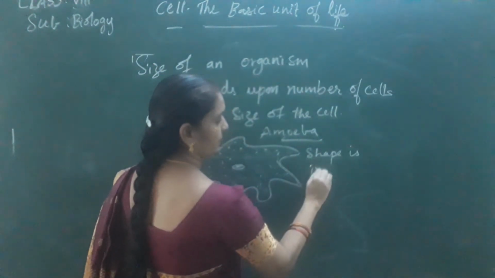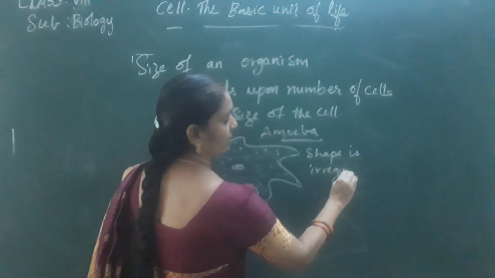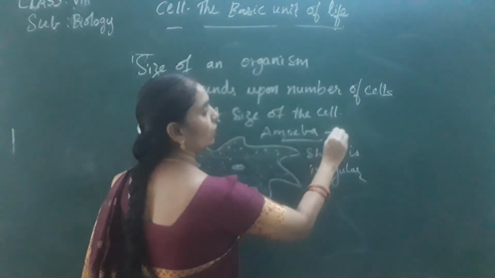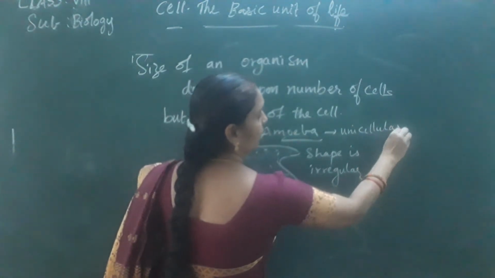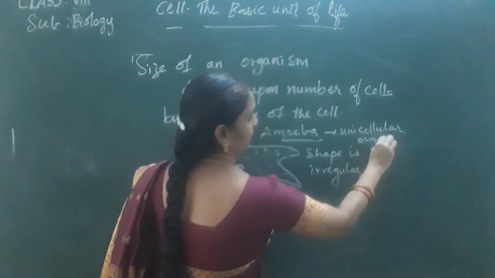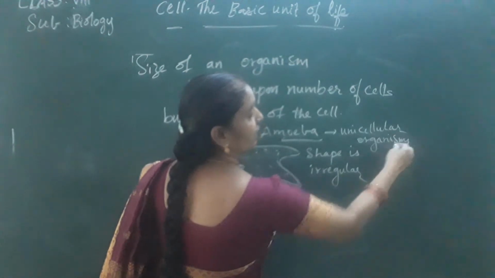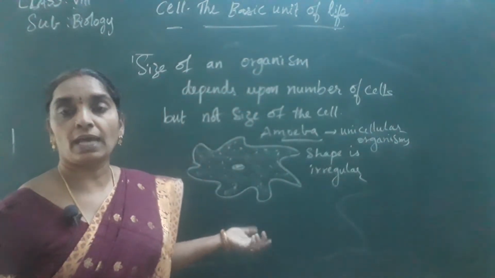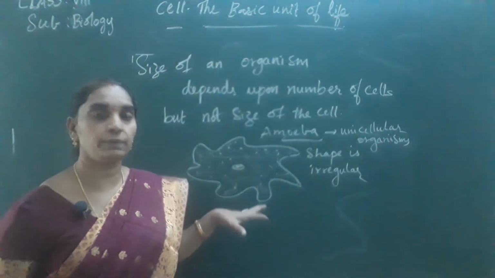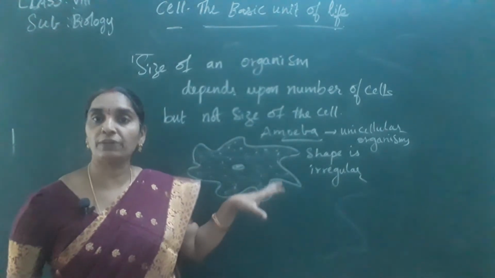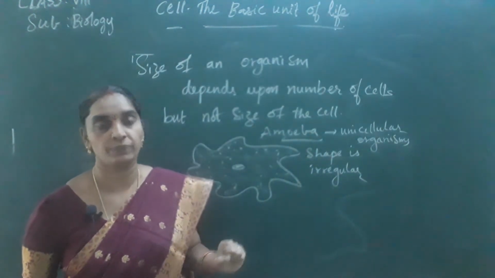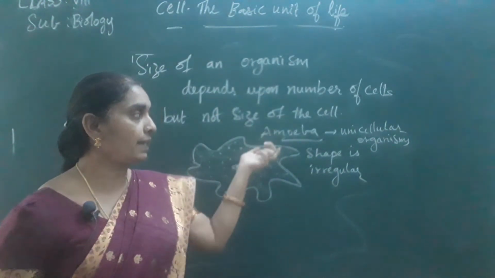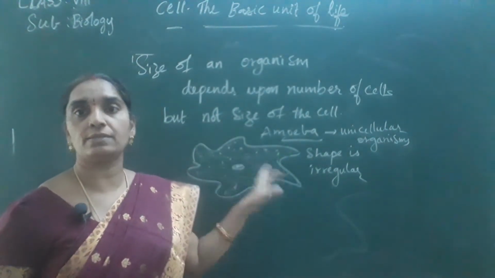The shape is irregular. It is a unicellular organism. So all the life functions, that is processes like ingestion, digestion, excretion, locomotion, are all performed by a single cell, that is, a unicellular organism. So this is performed by the single cell whose shape is irregular.